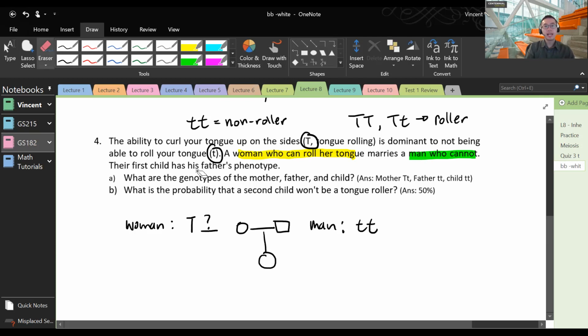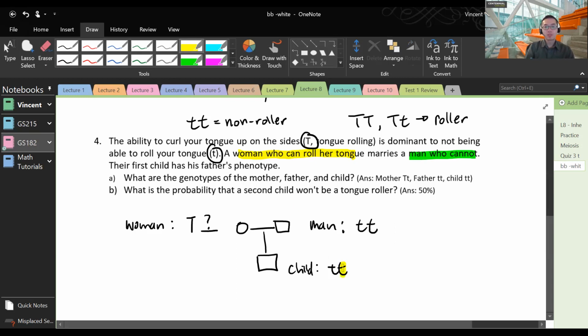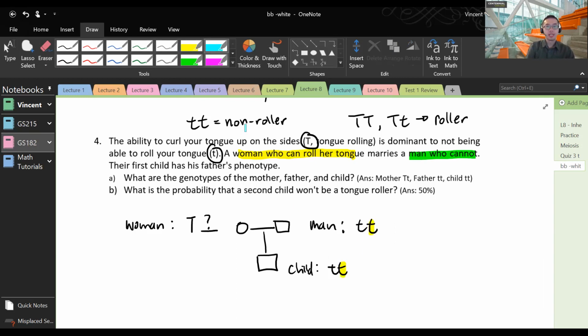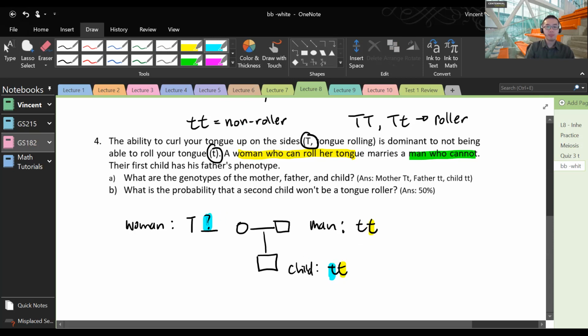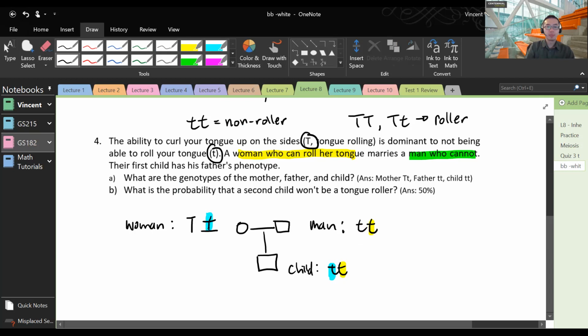The kid has her father's phenotype, so that's a square. The child is going to be small t, small t, just like her father. What does that mean? One of the small t's came from the father for sure, and the other small t must have come from the mother. So for that reason, we now know for sure that the mother will be big T, small t, rather than big T, big T. Okay, so that's the answer for part A.